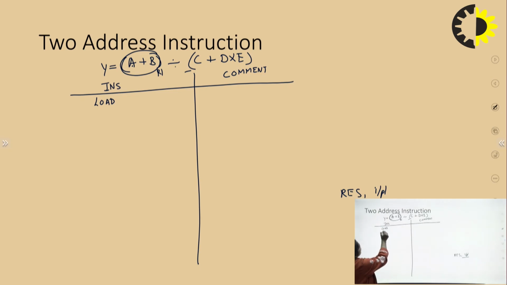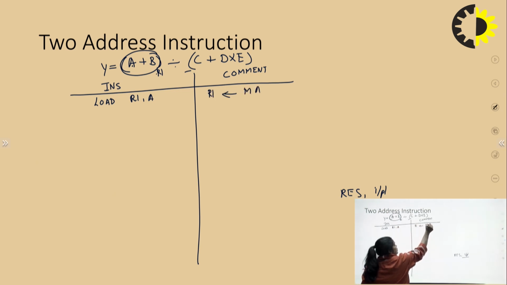So now the load A. Load A, how are you writing it? First is R1, A. It means what? R1 gets the A value. Whatever the A value is, this A value is going to R1.